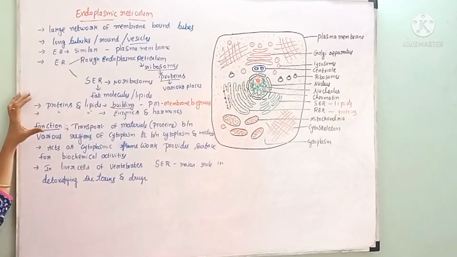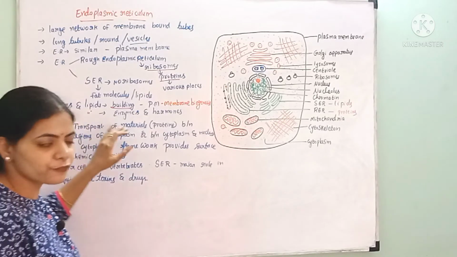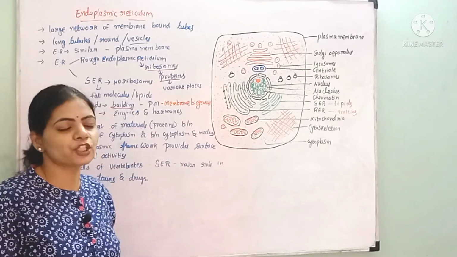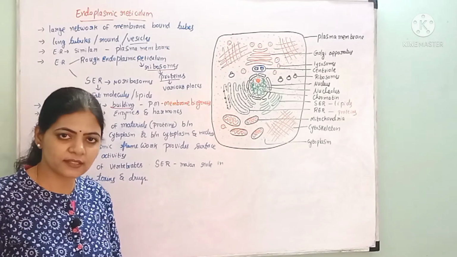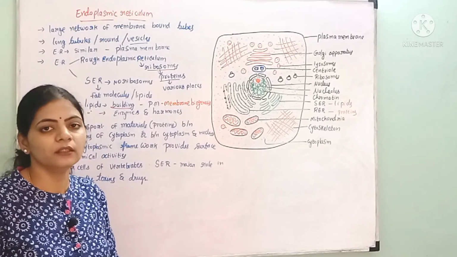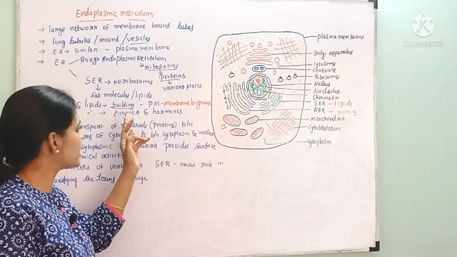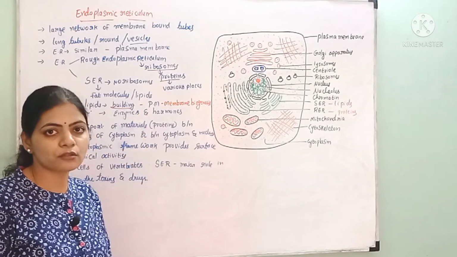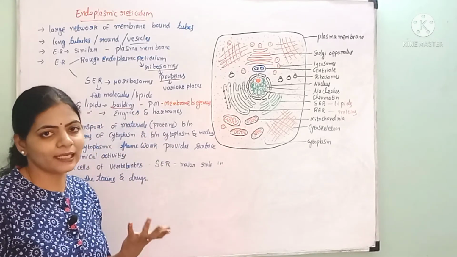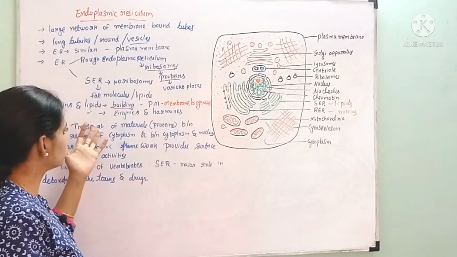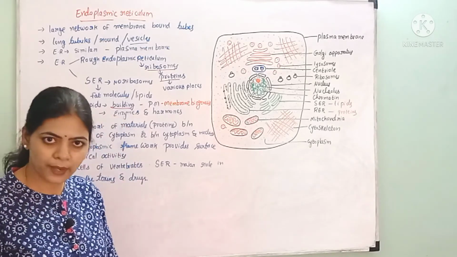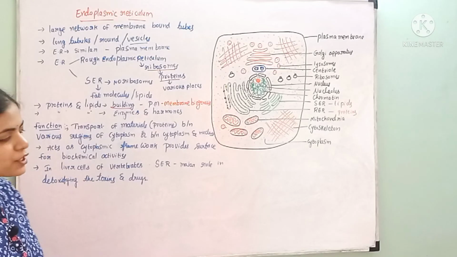Not only membrane biogenesis, these proteins and lipids are also useful in the formation of enzymes and hormones. Several enzymes and hormones are required in eukaryotic cells, right? Those enzymes and hormones are also in the form of protein and lipid. So those enzymes and hormones are also manufactured by the endoplasmic reticulum.